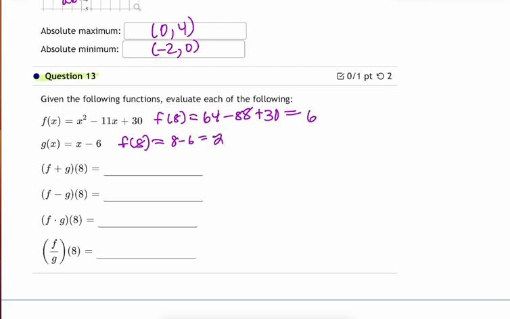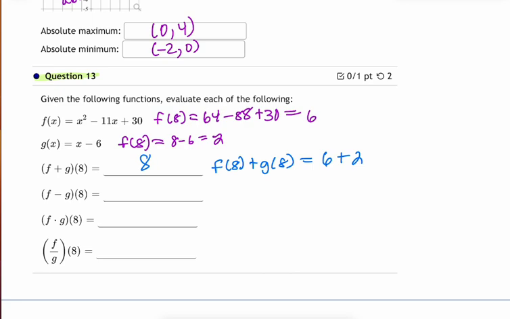Now I'm going to use that over and over again. So f plus g of 8, what does that really mean? Well, this really means f of 8 plus g of 8. That just means add those two functions when I plug in 8. Well, if I plug in 8 into f, I already found it, it was 6. Plug 8 into g, I already found it, it was 2. The answer is 8.